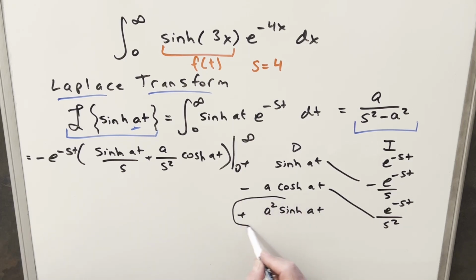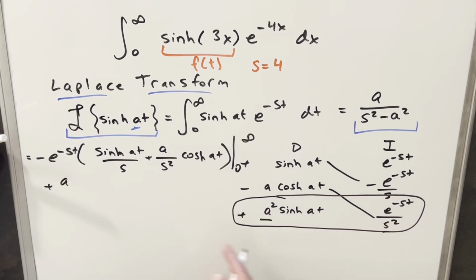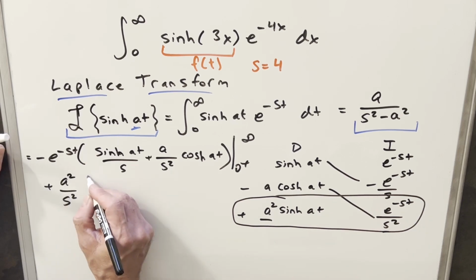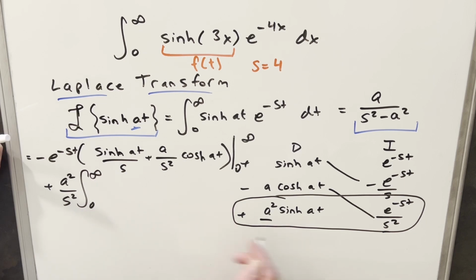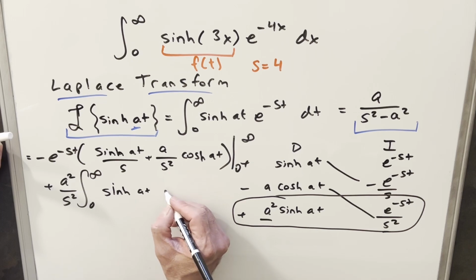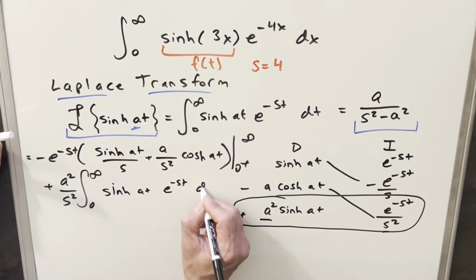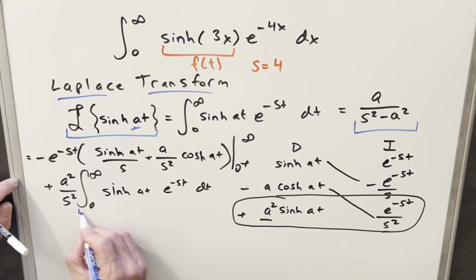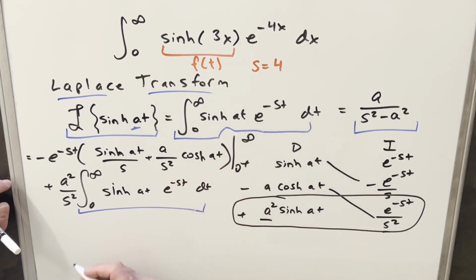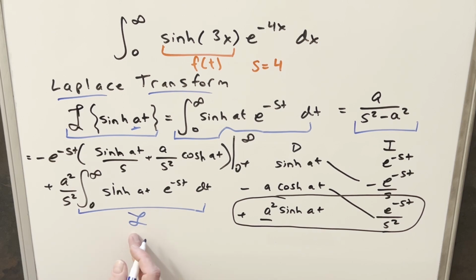And then here, this line here is actually going to be an integral. Because a squared and s squared are constants, I can bring that out front of the integral. So I have a squared over s squared, integrating from 0 to infinity, and then we're going to have just sinh at e to the minus st dt. But now you'll notice this integral is the same thing as what we wanted to find. This is the same thing as our Laplace transform. I'm just going to abbreviate this with my cursive L for the Laplace transform of the thing that we want to find.